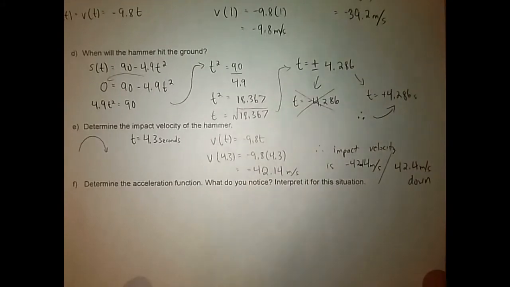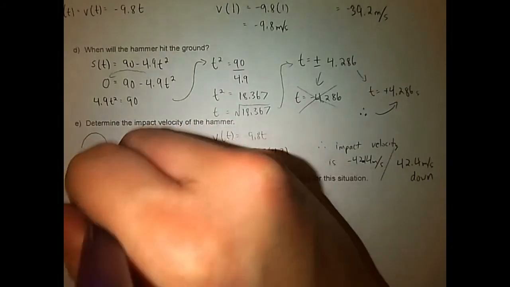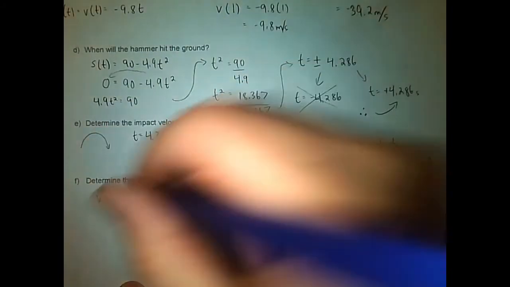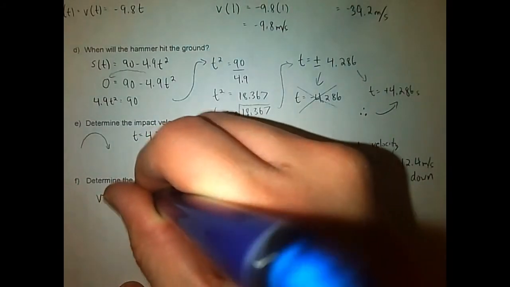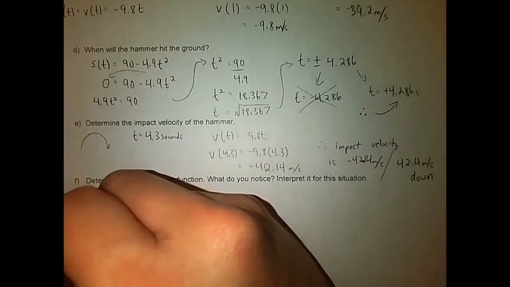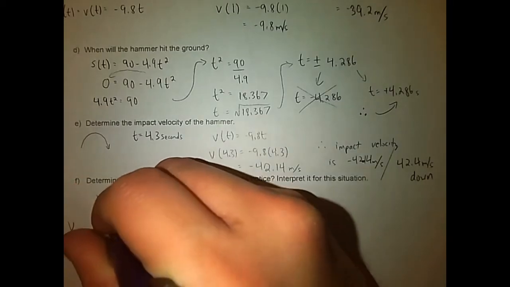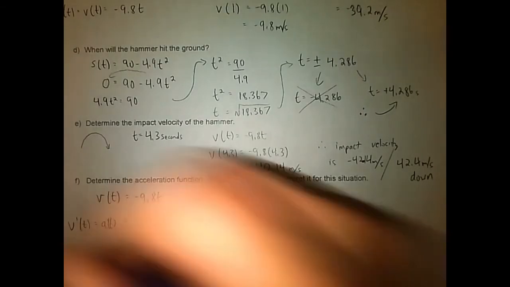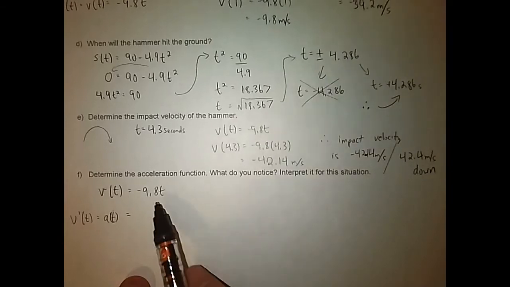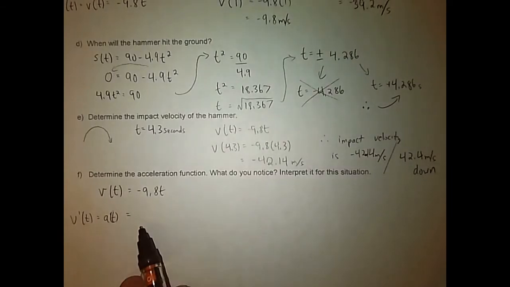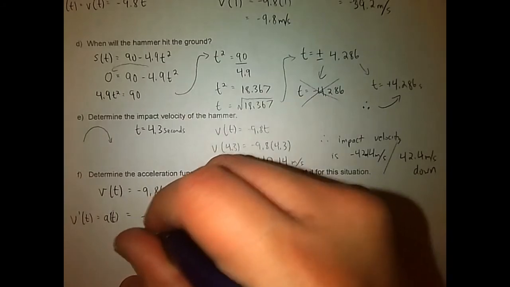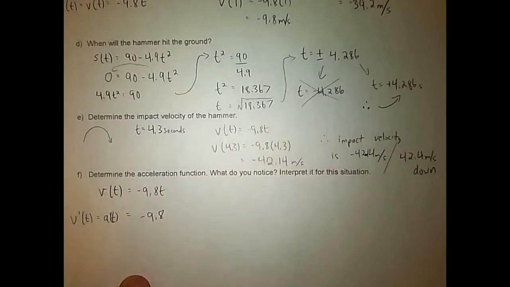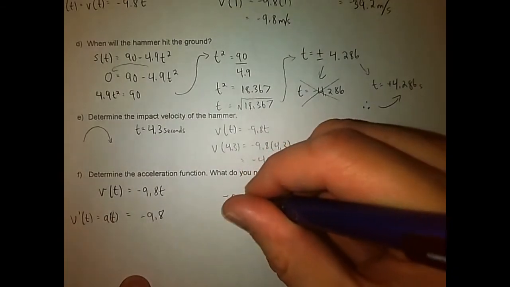It says, determine the acceleration function. What do you notice? Interpret it for this situation. So if my velocity is equal to negative 9.8t, we said that the acceleration equation is just equal to the derivative of the velocity equation. So if I find the derivative of this, I will get the acceleration. So this gives me just negative 9.8. So what is this number? If you've taken physics, you probably know. If not, well, we have an acceleration.